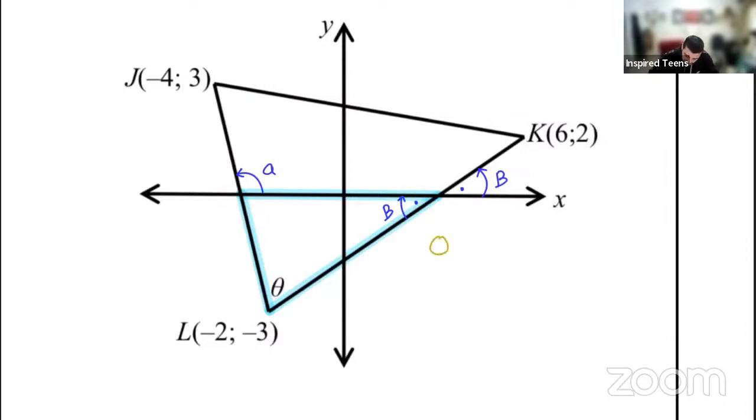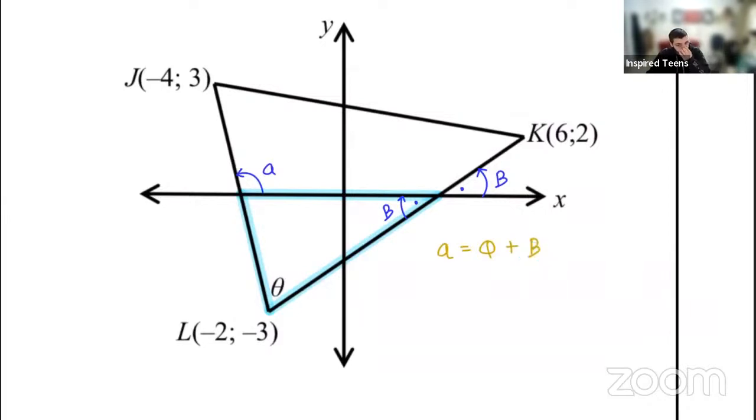Where we can say that alpha is supposed to be equal to theta plus beta. I haven't solved for anything, but I'm busy problem solving. That's what I'm trying to do here, right? I'm trying to figure out how I can calculate this angle.